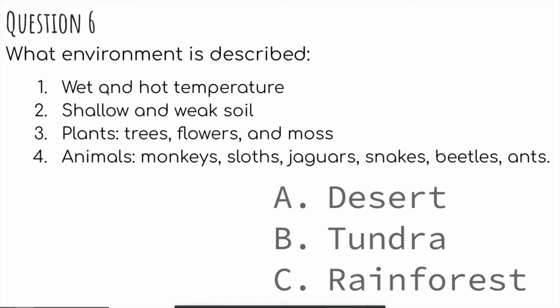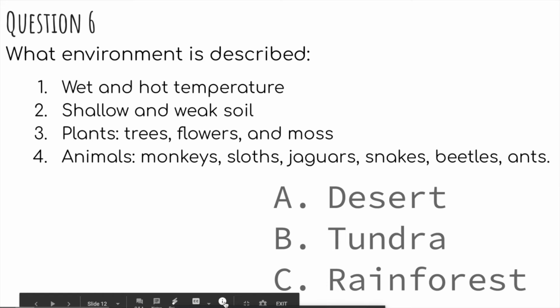It is wet and hot temperature. It has shallow and weak soil. Plants are trees, flowers, and moss. And the animals are monkeys, sloths, jaguars, snakes, beetles, and ants. What environment is being described? Is it A, a desert? Is it B, a tundra? Or is it C, a rainforest?